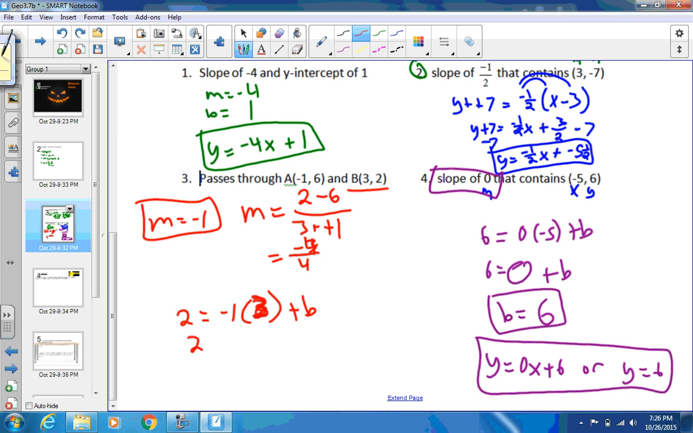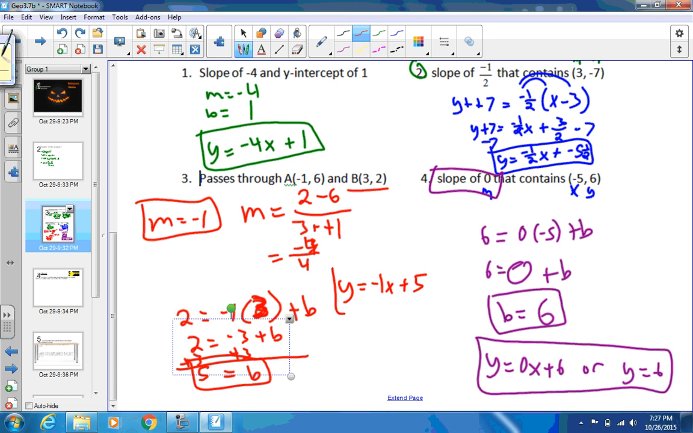So this would be 2 equals -3 plus b. Add 3 to both sides. B equals 5. That's great, because then we can plug them both into our equation. We have y equals negative 1x plus 5.